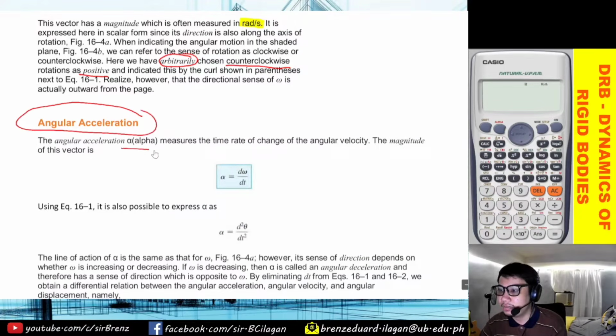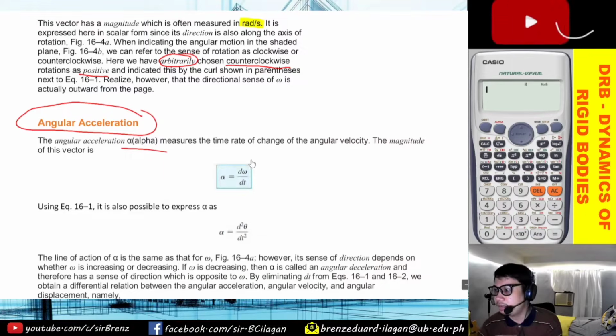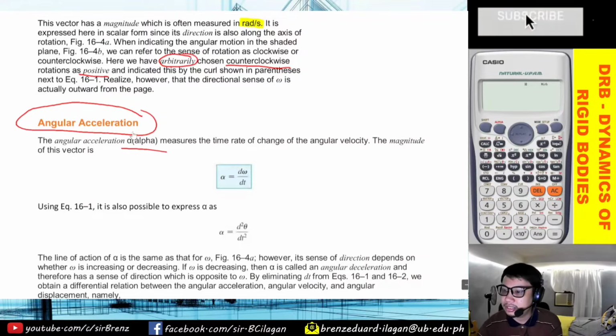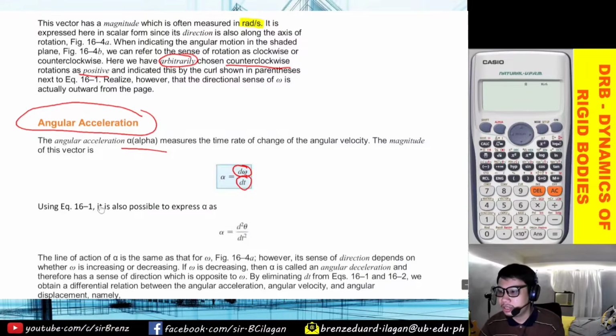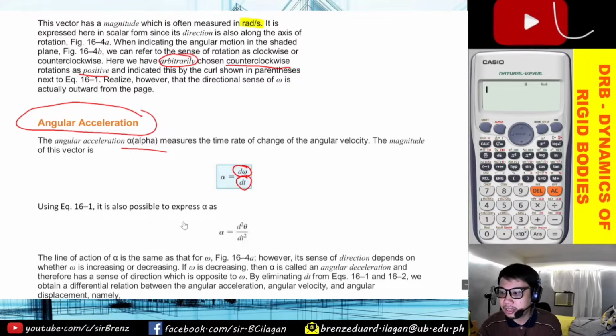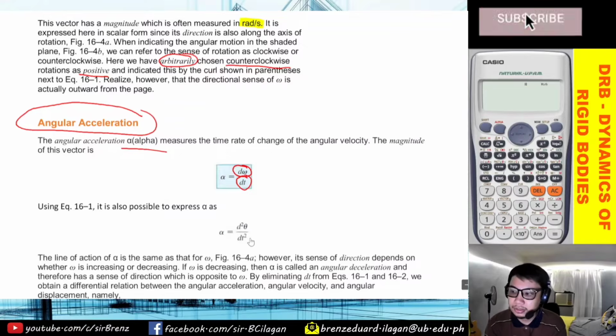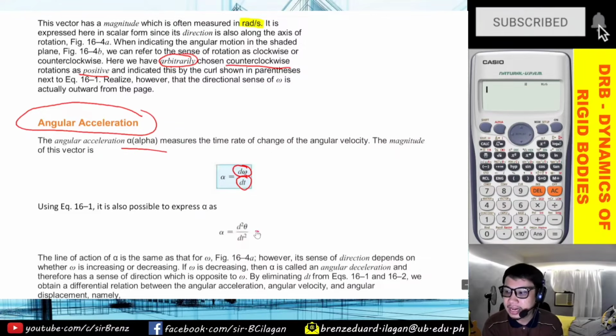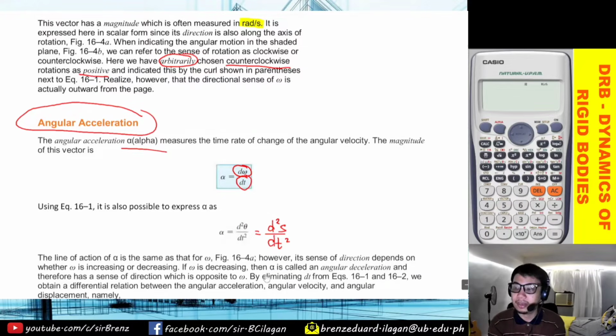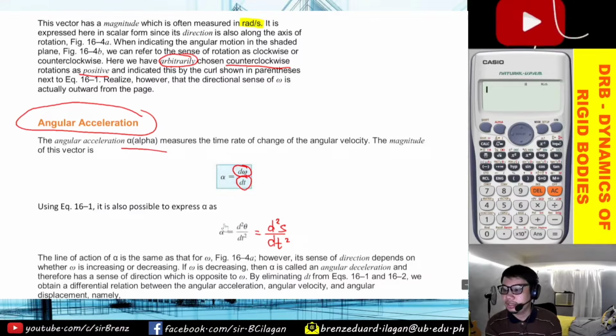Next, we have the angular acceleration. This is denoted by the symbol alpha and it measures the time rate of change of the angular velocity. So the magnitude of the vector is the change in our angular velocity, d omega, over the rate of change in time. It is also possible to express alpha as d squared theta over dt squared. If you remember under rectilinear translation, it is just the double derivative of ds over dt, so you can also denote it using this relationship.